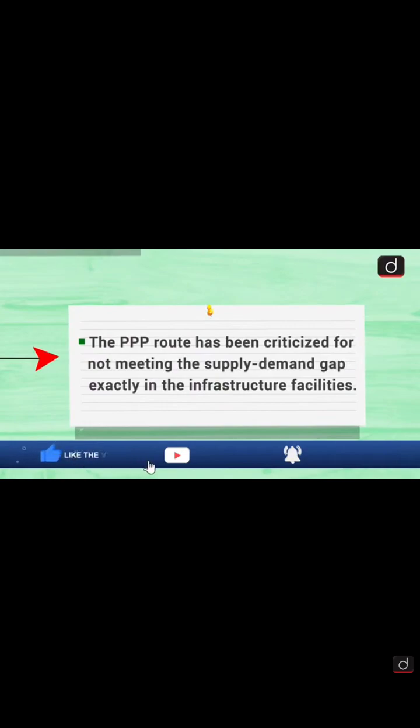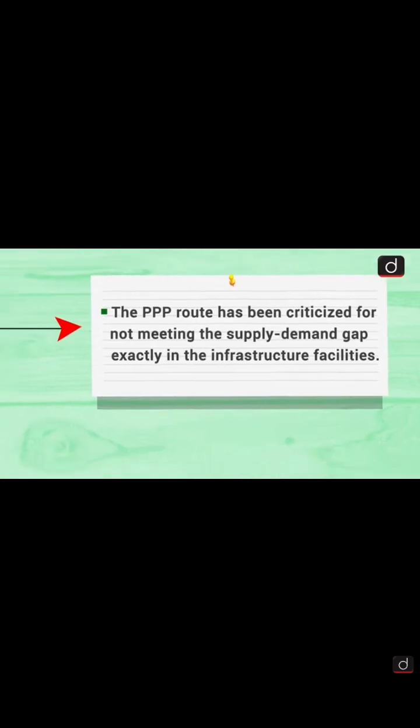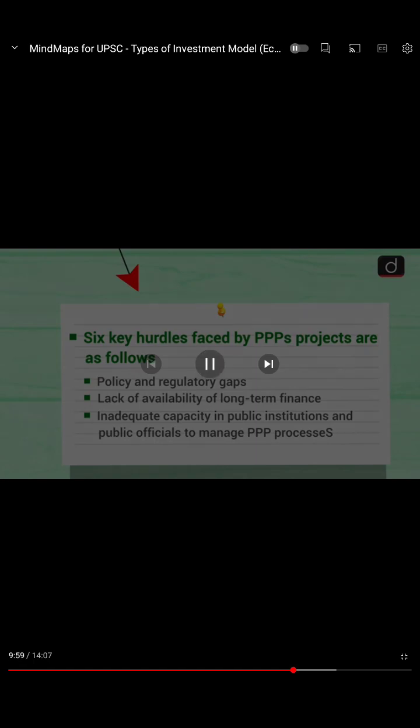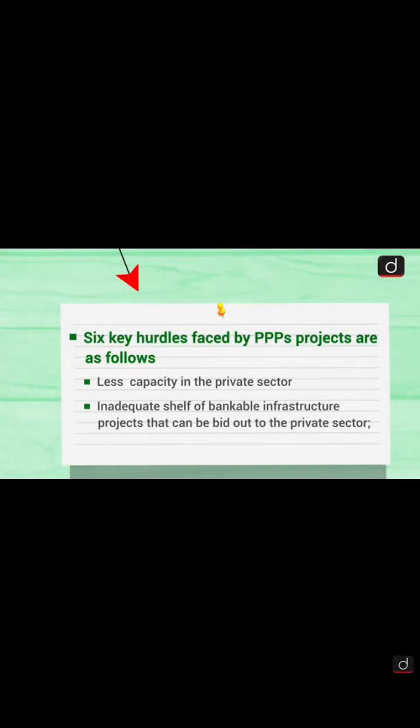It is a major challenge, and now the PPP route has been criticized for not meeting the supply demand gap exactly in infrastructure facilities. They are not meeting it. Now the hurdles which were faced by the PPP model are basically policy and regulatory gaps, lack of availability of long-term finance. Basically governments want to do short-term finances, or also regulatory gaps are there sometimes. Inadequate capacity in public institutions and public officials to manage PPP.